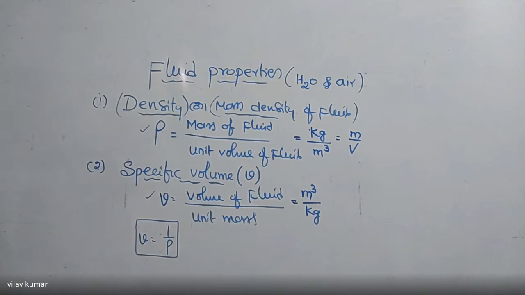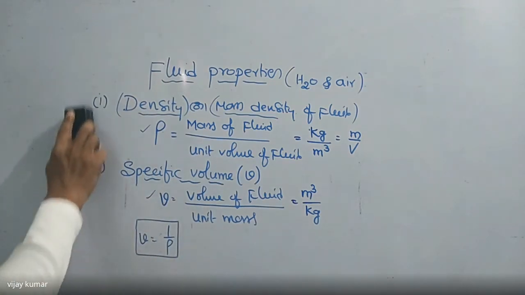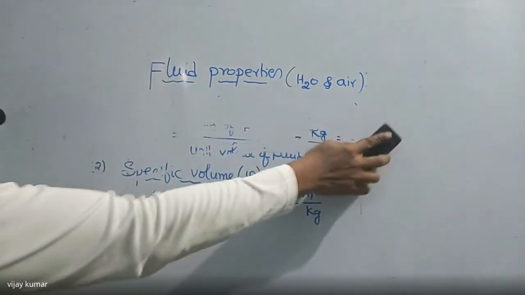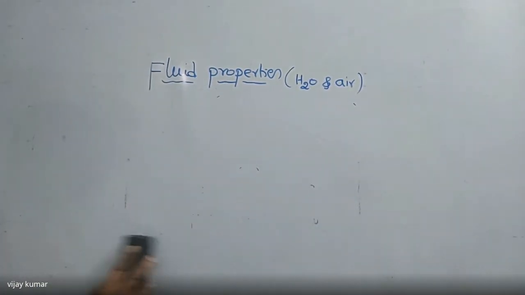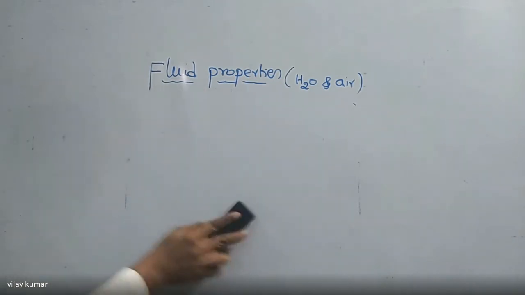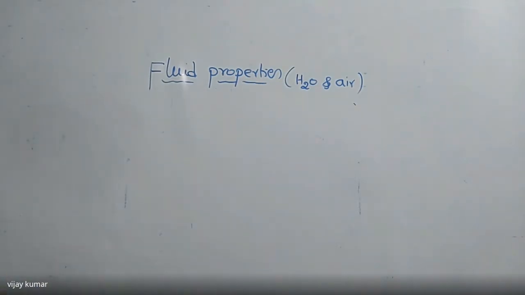So this is the second property, specific volume, and the first one is density or mass density. These two properties are very simple for any type of fluid. If any two of the three variables are given, then we can find the other one. And the third one is property number three, that is specific weight of the fluid.